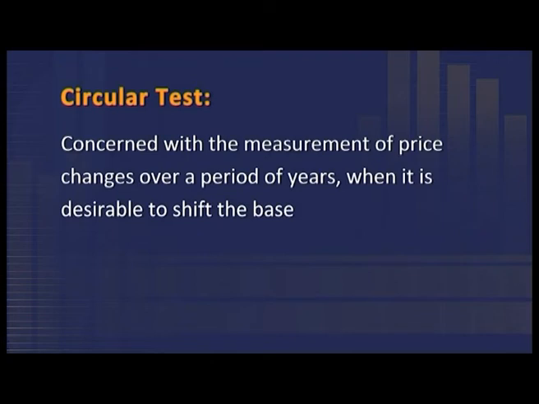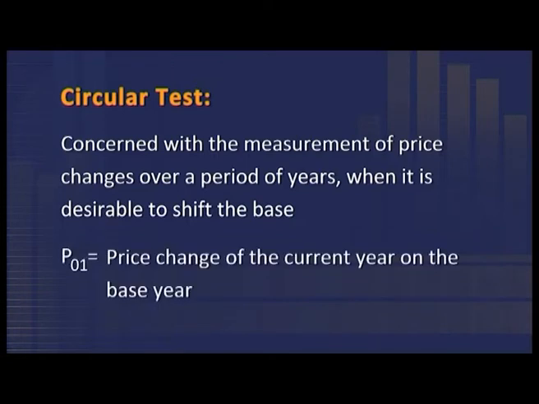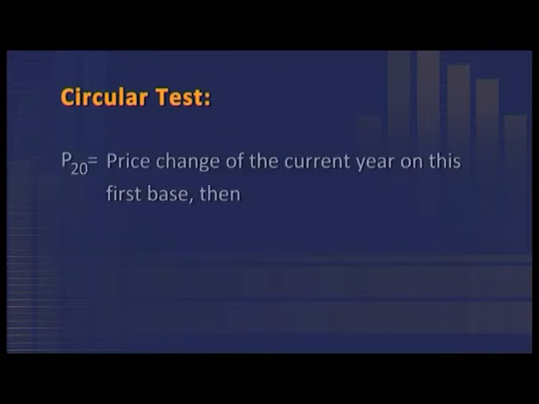Circular test. It is concerned with the measurement of price changes over a period of years when it is desirable to shift the base. If P01 represents the price change of the current year on the base year and P12 the price change of the base year on some other base, and P20 the price change of the current year on the first base, then the following equation should be satisfied. P01 into P12 into P20 is equal to 1.